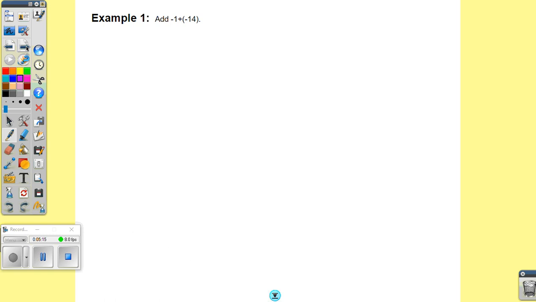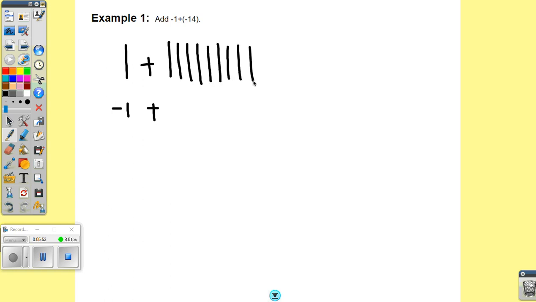So -1 is my first number. Ooh, I didn't mean to draw it that way. So that's going to be my popsicle stick. I'm going to draw popsicle sticks on my board so you can visualize that. So this represents -1, and we're adding another additional 14 popsicle sticks that are also negative. We're adding -14, so we need to pull out more black popsicle sticks. We need to pull out 14 black popsicle sticks. So I'm going to draw 14. So 1, 2, 3, 4, 5, 6, 7, 8, 9, 10, 11, 12, 13, 14.